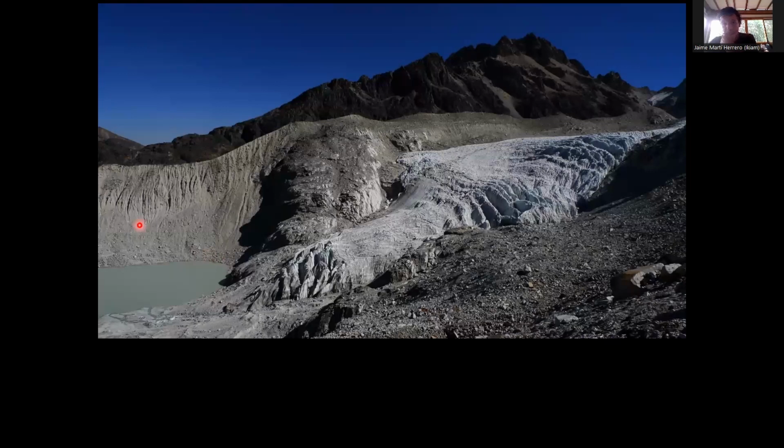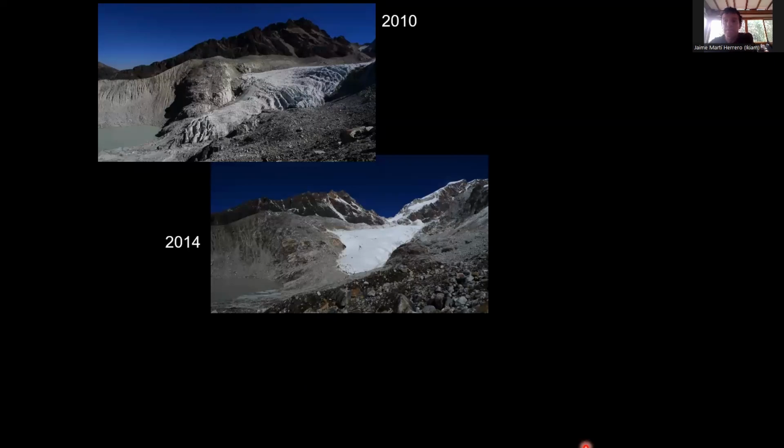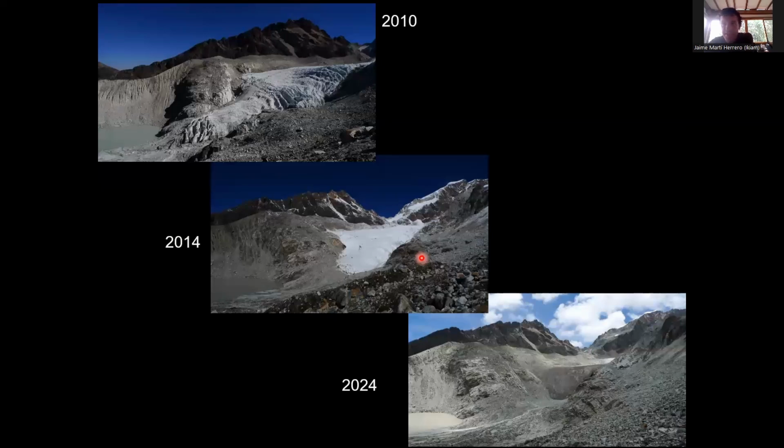Also, I want to show you these pictures because I have been going to this mountain for several years. So this is the glacier in 2010. When I went to install the system, this is the glacier in 2014. And now, when I went just 1 month ago, this is the glacier. So it's just here, 2024. So we can see the climate change running in just 14 years. It was crazy for me when I compared the pictures from the different years.